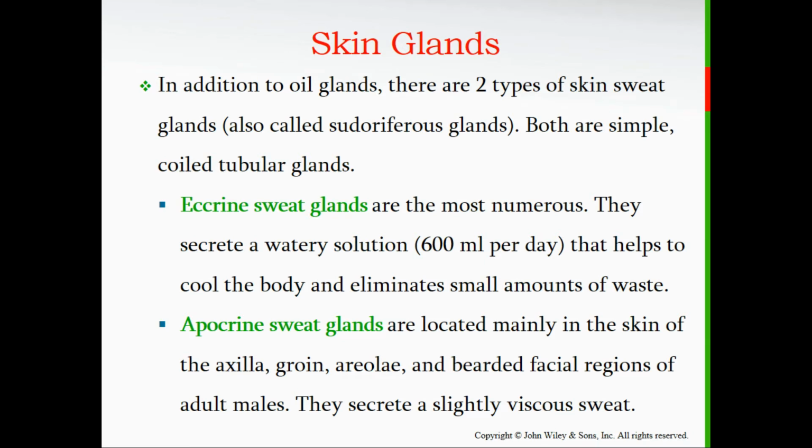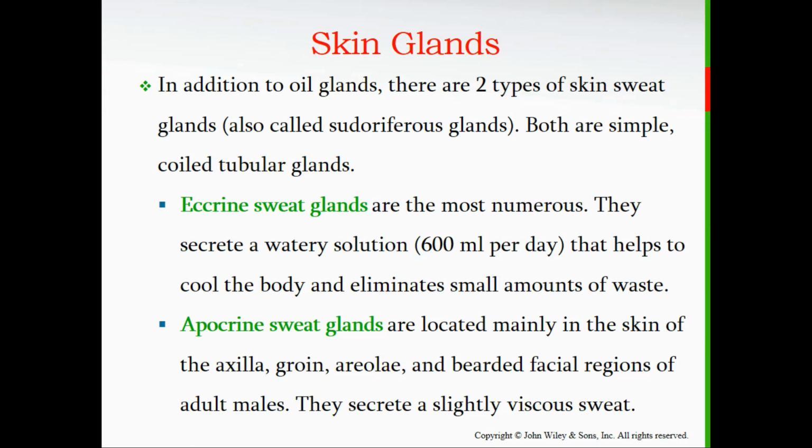In addition to the oil glands, there are two types of sweat glands we find in your skin. They are the sebaceous glands. Some of them will be attached to the hair follicle. Some of them will not. And you have two kinds. You have eccrine sweat glands. They are the most numerous. They secrete a watery solution.